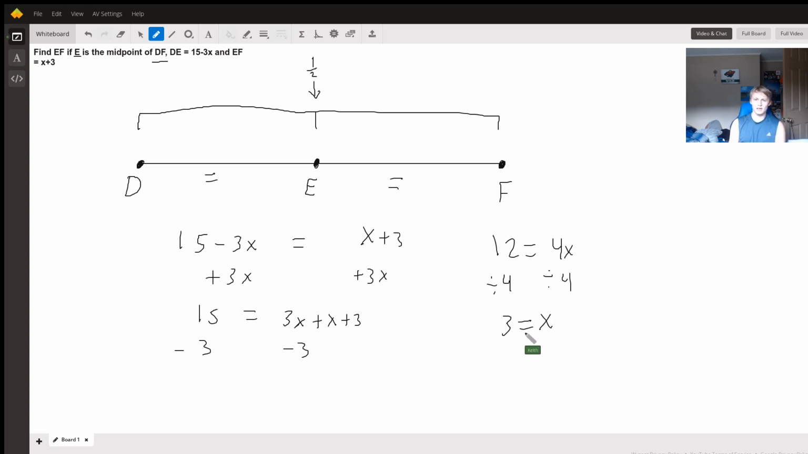And if we plug 3 in for x, we have that DE equals 15 minus 3x. Well, if we plug 3 in for x, we get 15 minus 9, which is 6. And if we plug in 3 for x in x plus 3, we get 3 plus 3, which is also 6. We want to make sure that these two numbers are equal, which they are, because E cuts it in half. So we are asked to find EF. We've found that it is 6, and that is your answer.